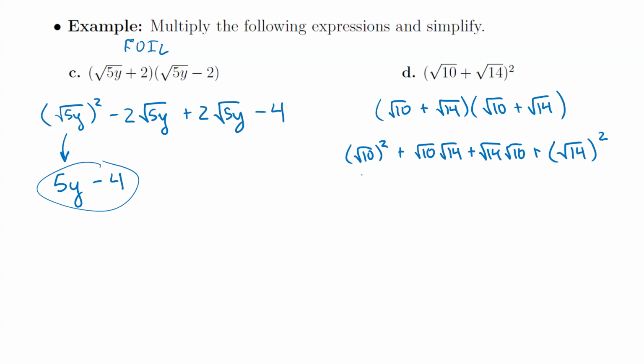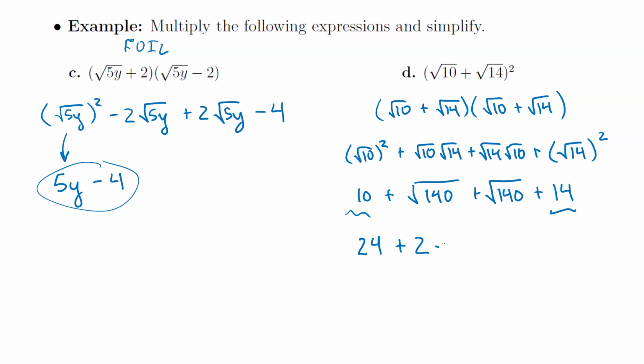Okay. So I square my square root and just get 10. Here, let's multiply 10 and 14. I get 140 in both of those square roots, and then I get 14. So right off the bat, I have some like terms, right? 10 and 14 are alike. They have no radicals at all, so I'll combine those into 24.